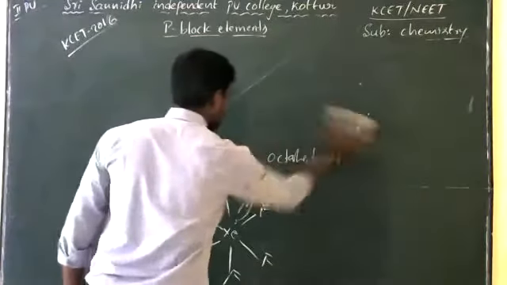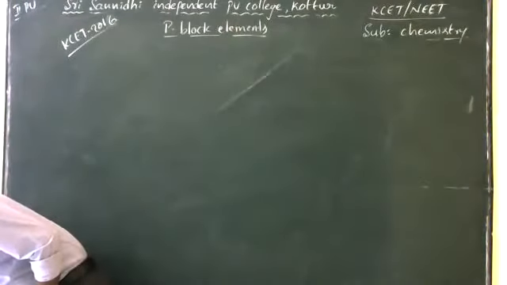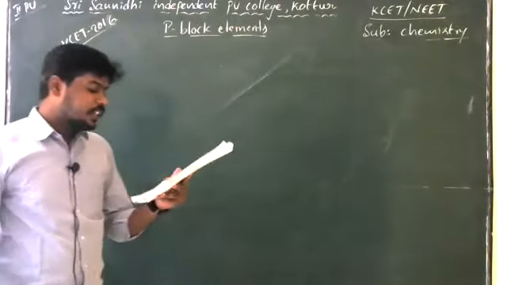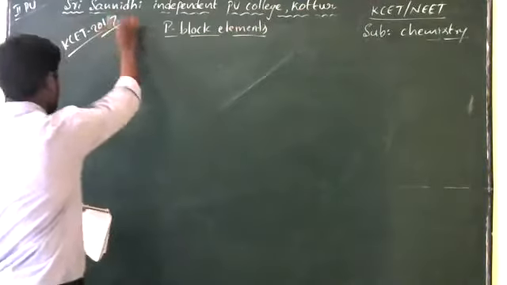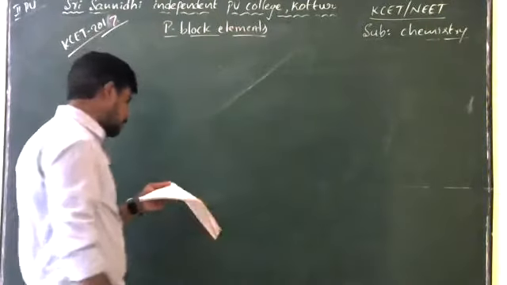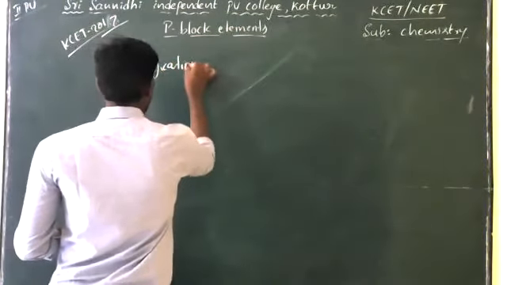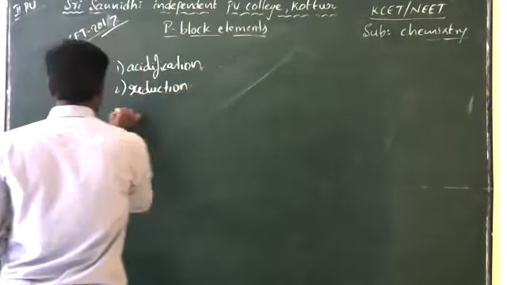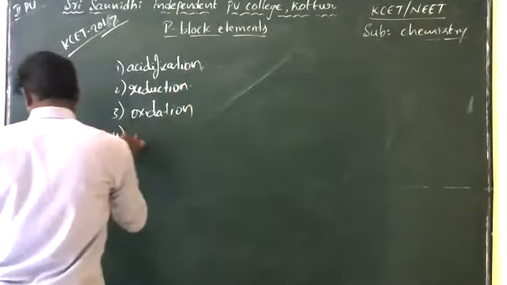Right. And also we will move to the next question. The next question is from 2017. The extraction of chlorine from brine solution is based upon what? Here are the options. First, acidification. Second, reduction. Third, oxidation. Fourth, chlorination.